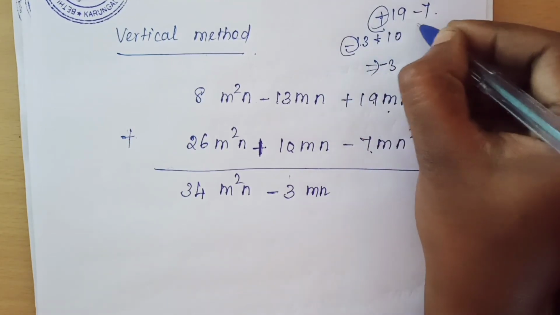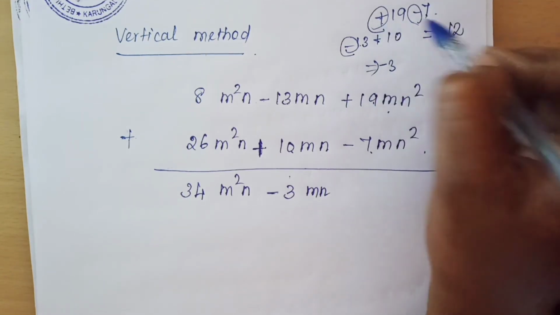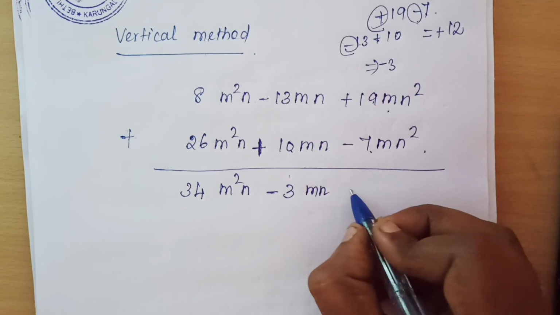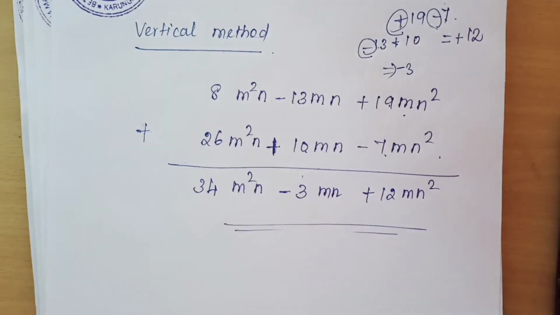What is the value? Subtract it, 12. Which sign do you have to allot? Minus? Right? No, wrong. So which is the greater number you have to allot? Plus. So plus 12 m n square.